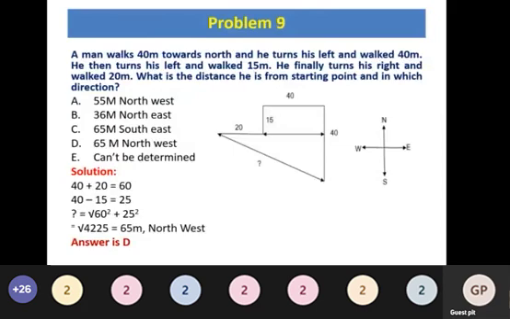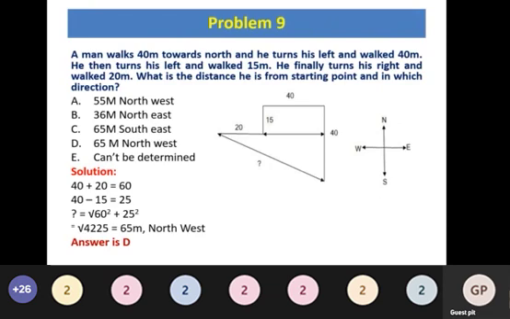Next problem. A man walks 40 meters towards the north and he turns left and walks 40 meters. He then turns left and walks 15 meters. He finally turns right and walks 20 meters. So what is the distance he is from the starting point and in which direction?